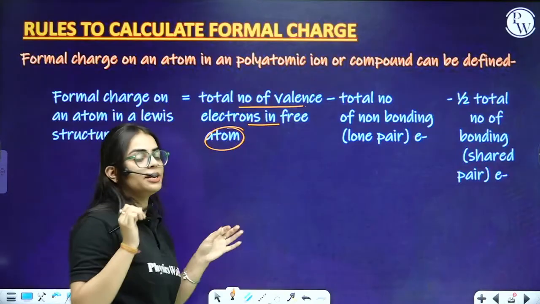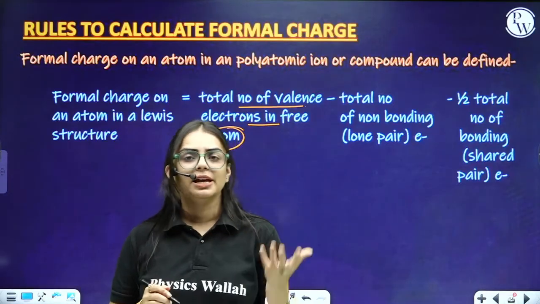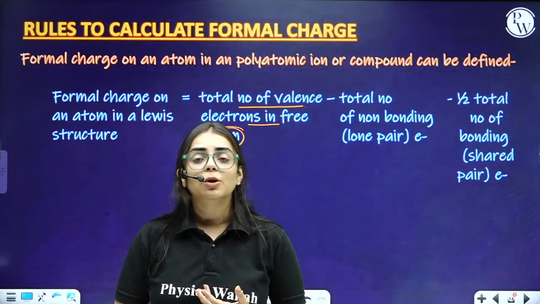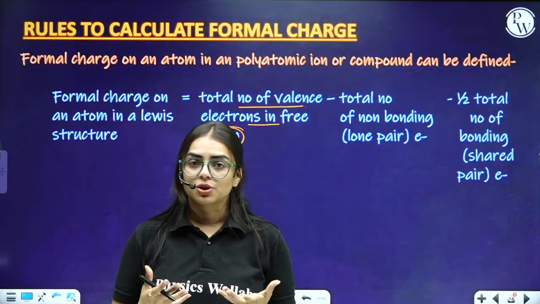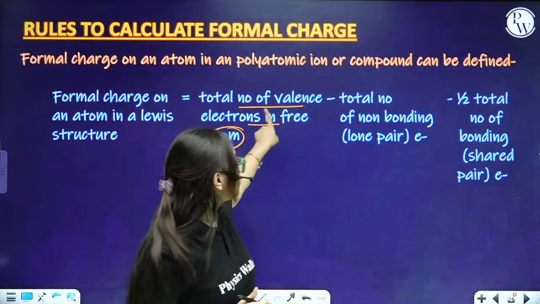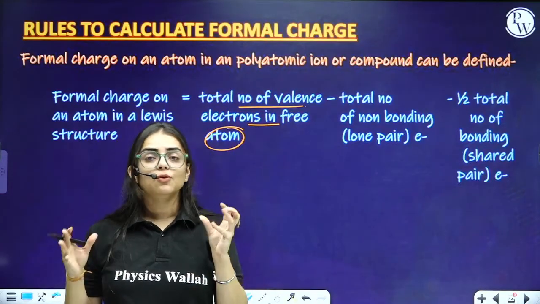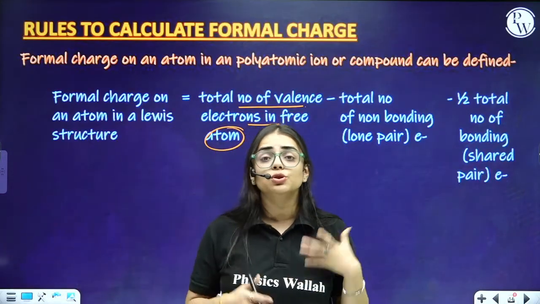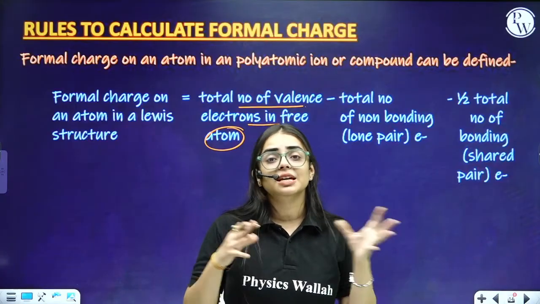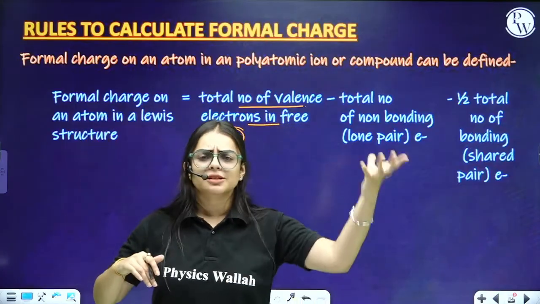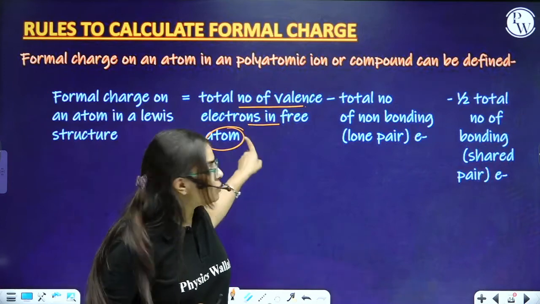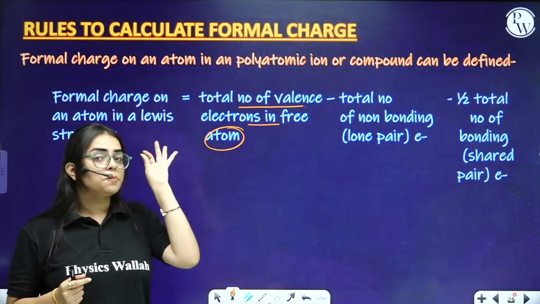Now, if you are calculating a formal charge for a single atom, for example in NO3 negative, I will tell you how to calculate formal charge in the case of nitrogen. That means the value you will put over here of total valence electrons will be of nitrogen, not of the complete molecule. Till now, we were calculating total valence electrons in order to know the structure. But for the cases which have a negative charge or a positive charge, to calculate formal charge, take the valence electrons of a particular atom.